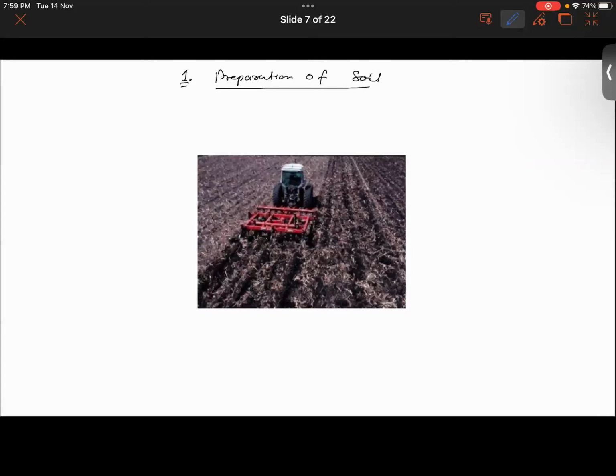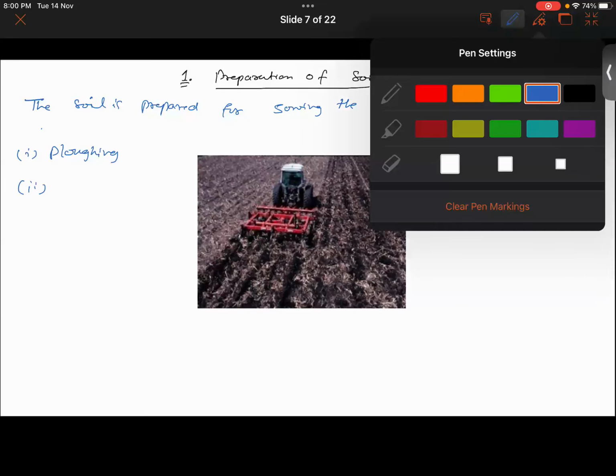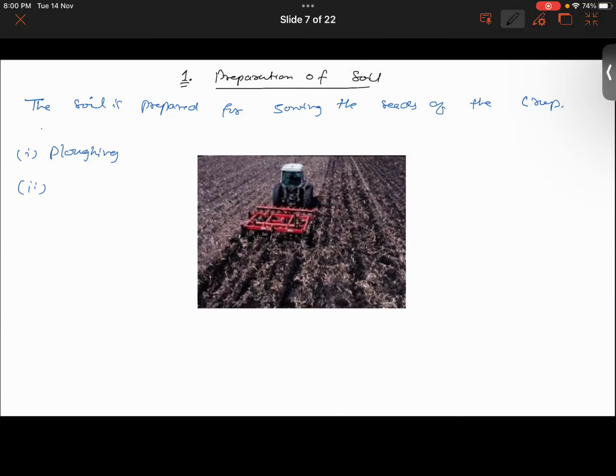Now, the soil is prepared for sowing the seeds of the crop. In order to do that, we have got two different methods. First of all, as you all know, it is simply ploughing. For ploughing we can use two methods: either we can use the normal plough, or we can use a tractor.